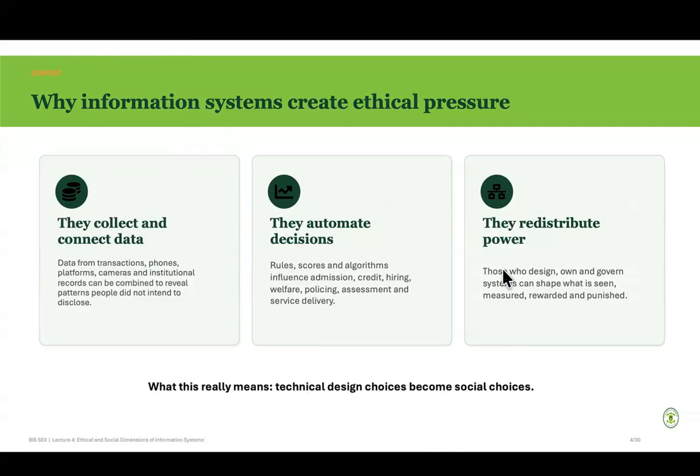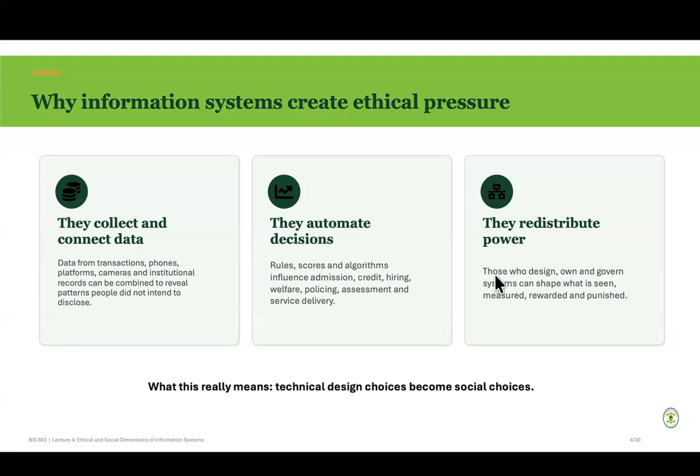Yeah, so the systems create ethical pressures because they do three things extremely well, and they do it on a very large scale as well. First, they collect and connect data. Every organization may combine our identity, our location, our payment history, if we are dealing with mobile apps, our academic record, and even our online behavior.